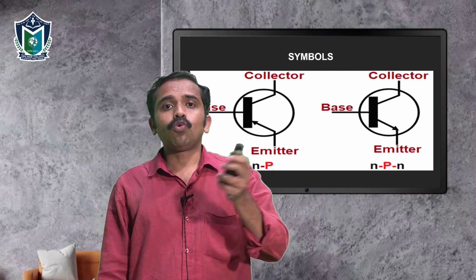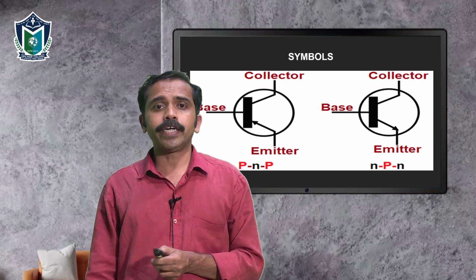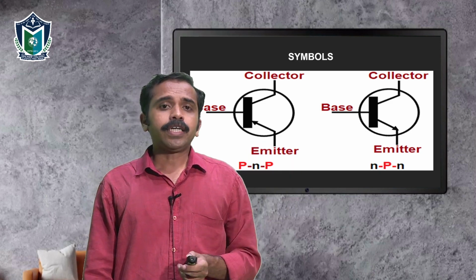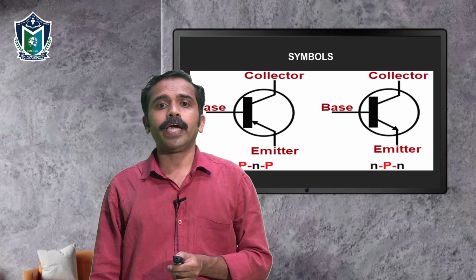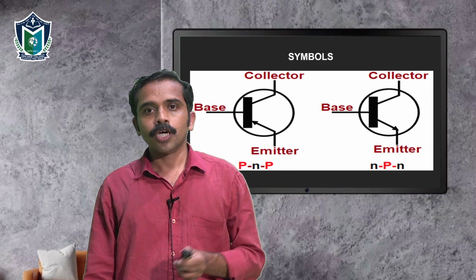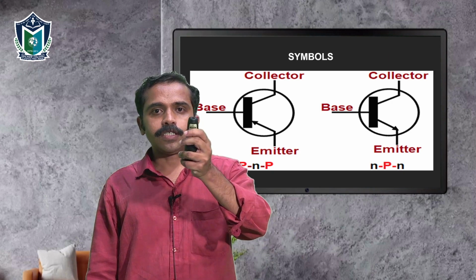Now, let us move on to the symbols. Actually, symbols are used for drawing the circuit diagram. On the left side, it is the symbol of PNP transistor. On the right side, it is the symbol of NPN transistor. Both look almost the same, but there are some differences.